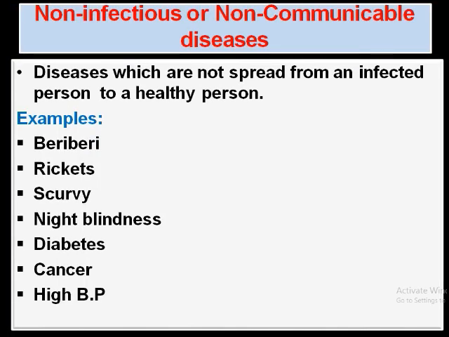Now, non-infectious or non-communicable disease. Non-communicable means diseases which do not spread from an infected person to a healthy person. Examples: beriberi, rickets, scurvy, night blindness, diabetes, cancer and high BP. These all remain inside the body, inside the cell. They are not transmittable from one person to another. When cancer occurs, it occurs in one cell or one part of your body. These are known as non-infectious or non-communicable diseases.